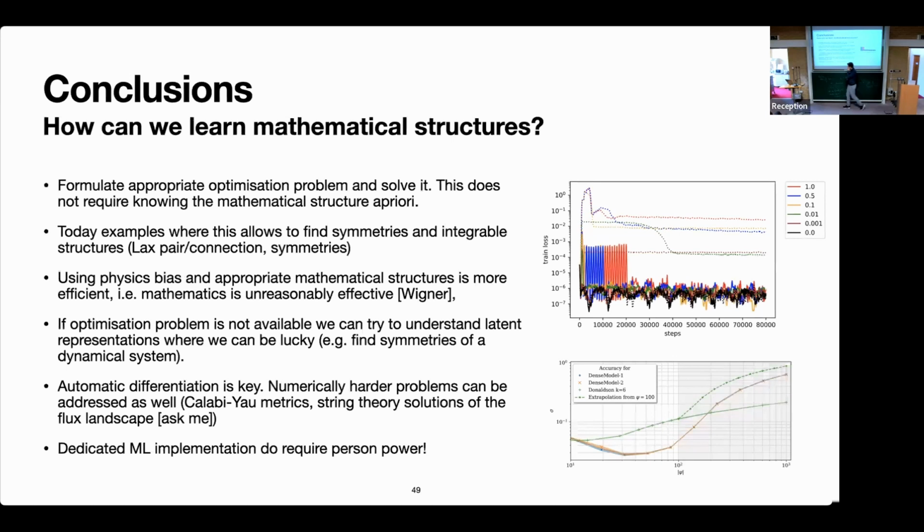And so, let me conclude. I wanted to talk about how we can learn about mathematical structures. And I think the key message I want to give across is that we can often formulate an appropriate optimization problem to this story, and we can often solve it given appropriate coding. But the key thing about this whole story is that we do not need to know this mathematical structure a priori, right? So we can do this without having known the metric. We can do this without knowing a Lax pair. We can search for this.